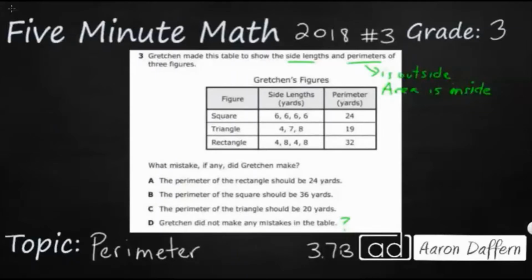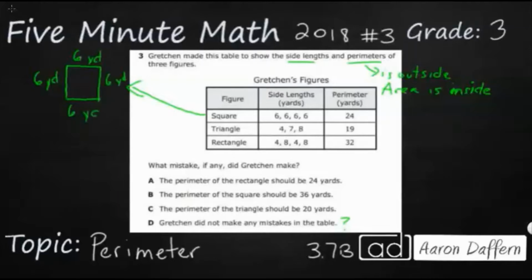So we have a square, a triangle, and a rectangle. So a square, let's just see if we can draw these pictures here. Now remember, square's got 4 sides that are the exact same length. So we have the 4 side lengths there, 6, and they're in yards. So 6 yards, 6 yards, 6 yards, and then 6 yards.